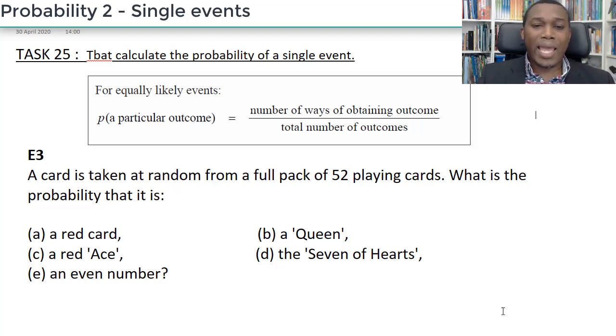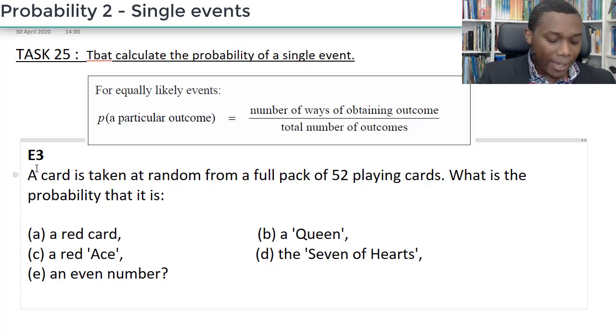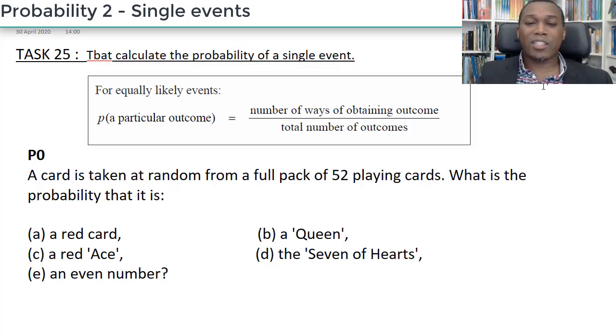Pause, have a go. Example 3 is now practice question 0. I'm going to have to call it 0 because you'll have a practice question 1. So practice question 0. P0. Okay, can you do this question? Less from me, more from you now. Can you do this question, please?